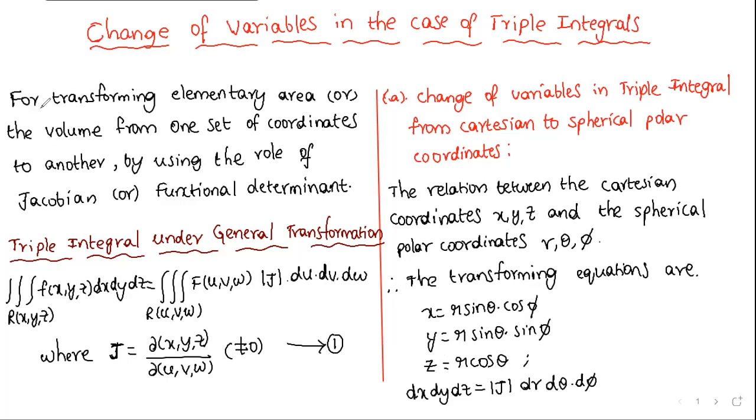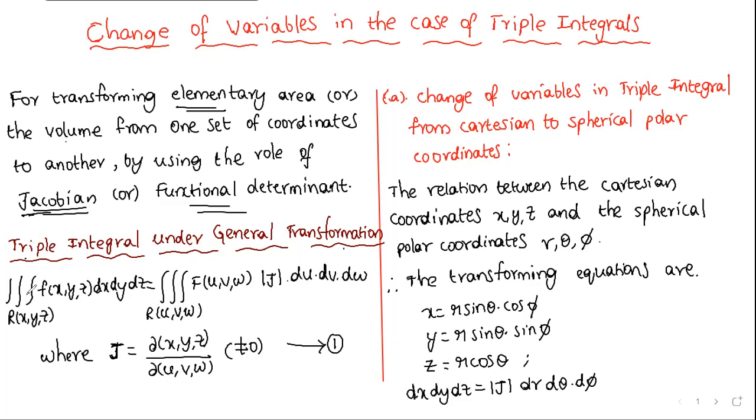For transforming the elementary area or the volume from one set of coordinates to another, we use the role of the Jacobian, or functional determinant. These two are the most important topics, the Jacobian or the functional determinant. Both are equal. First we have to see the general transformation, the triple integral under the general transformation.